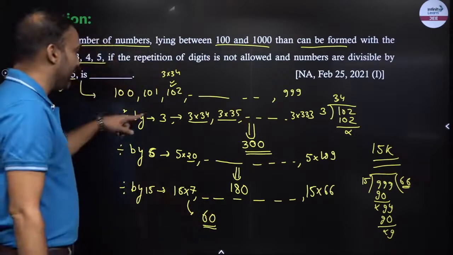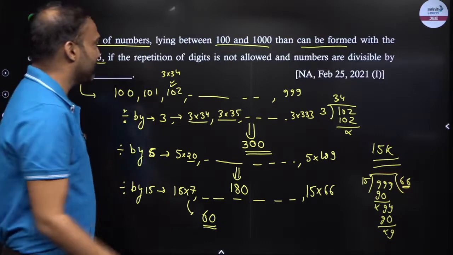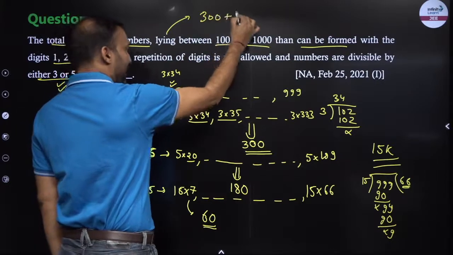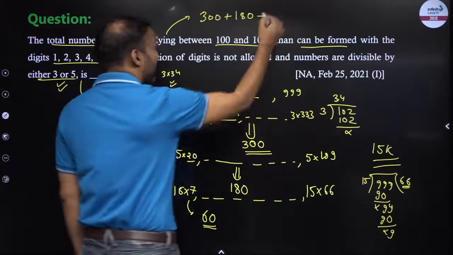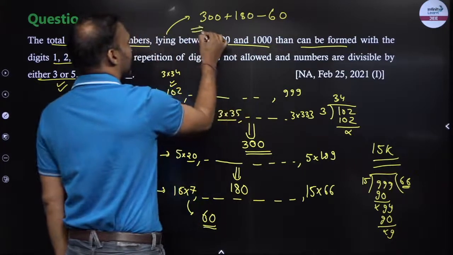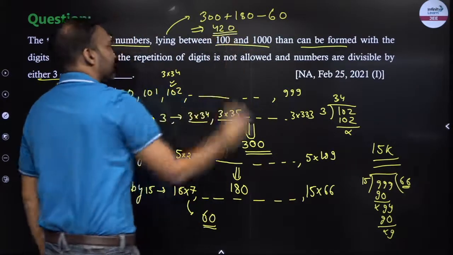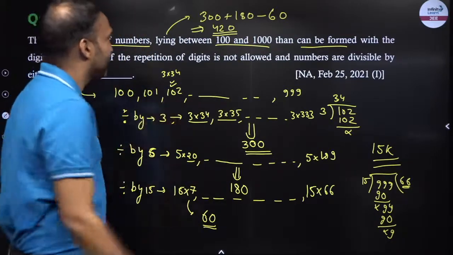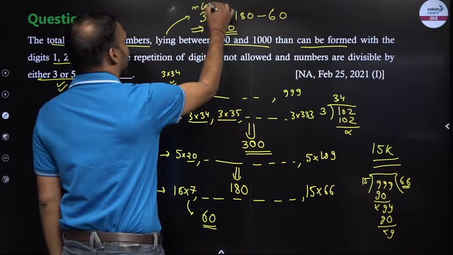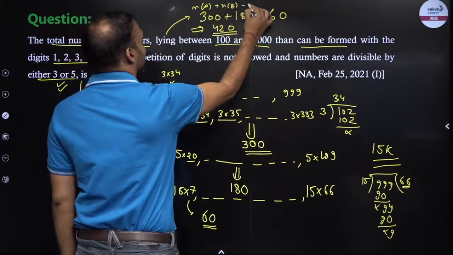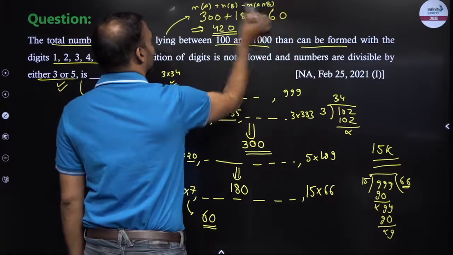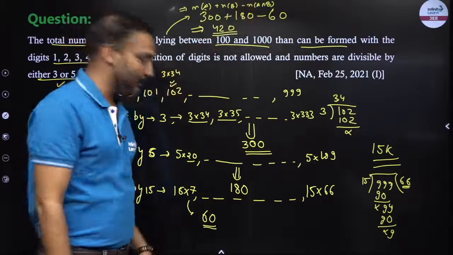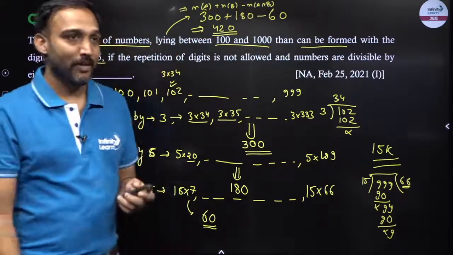So 60 numbers are being repeated in 3 and 5. What is my answer? My answer would be multiples of 3 plus multiples of 5, minus the multiples of 15. That would be 420. So our answer is 420. And if you have observed, I have used Venn diagram logic, that is n(A) plus n(B) minus n(A intersection B). Logically we have used this only: multiples of 3 plus multiples of 5 minus multiples of 3 and 5, which is multiples of 15.